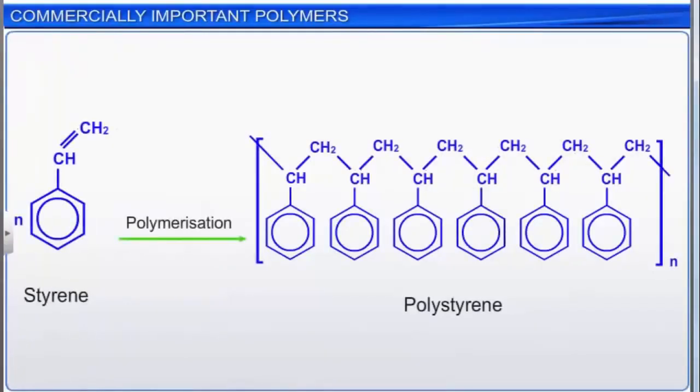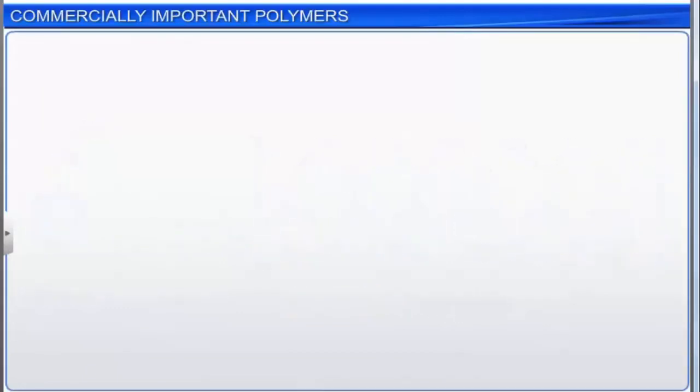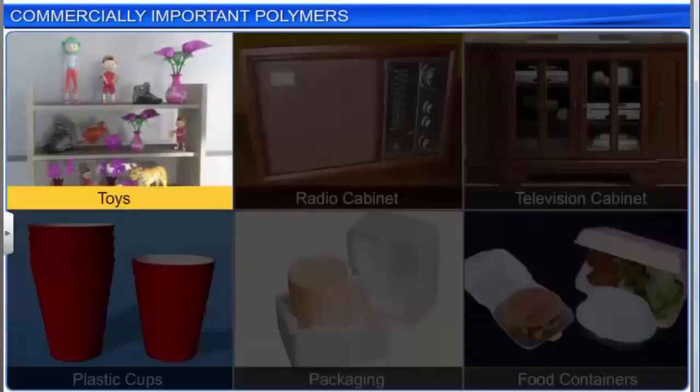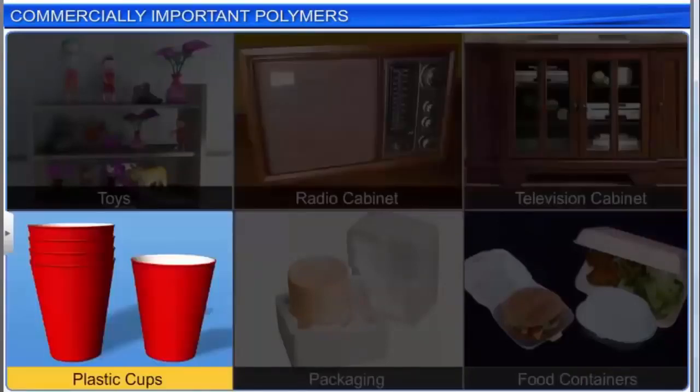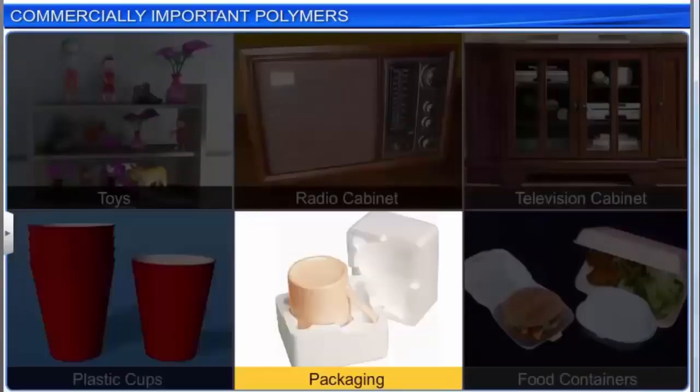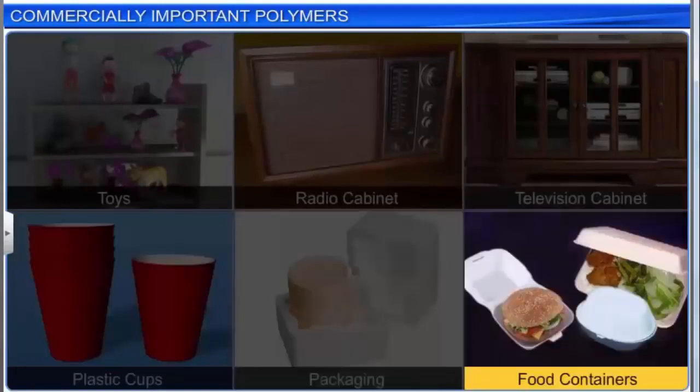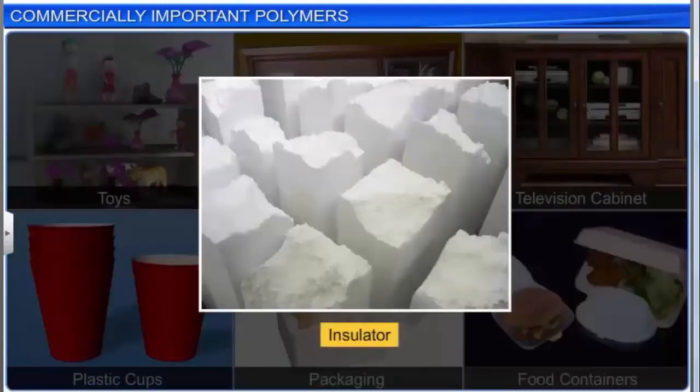Polystyrene is a homopolymer of styrene. It is commonly referred to as styrofoam. It is used in the manufacture of toys, radio and television cabinets, plastic cups, packaging, and food containers. It is also used as an insulator.